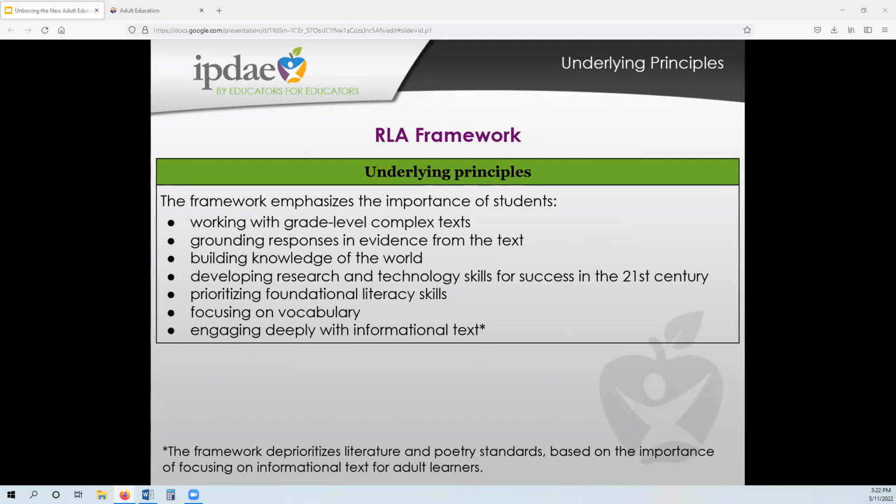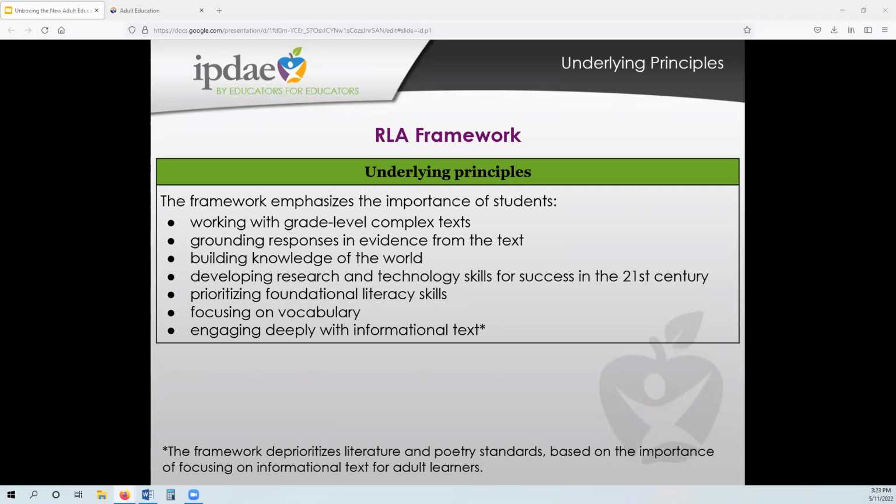I want to highlight some of the really important underlying principles of this framework. There's looking at the individual standards themselves, and there's also really understanding the principles that undergird the framework. Like, why is this framework designed the way it is? In what ways are these individual benchmarks building towards these bigger ideas of what students should know and be able to do? So a few are really important to highlight. This framework emphasizes the importance of students working with grade level complex text, grounding their responses in evidence from the text, building knowledge of the world, and developing their research and technology skills.